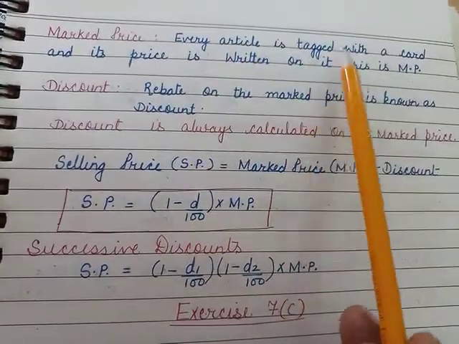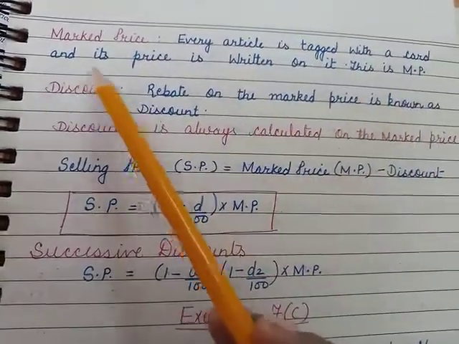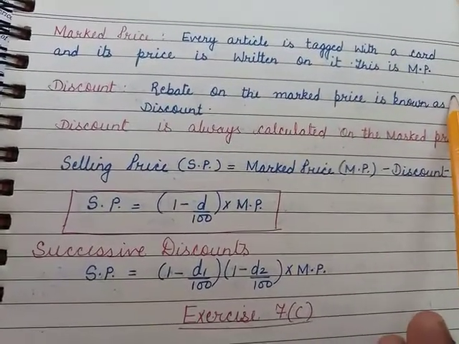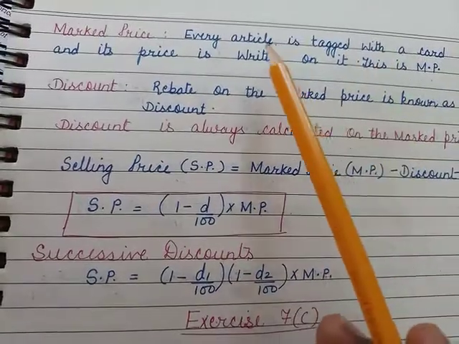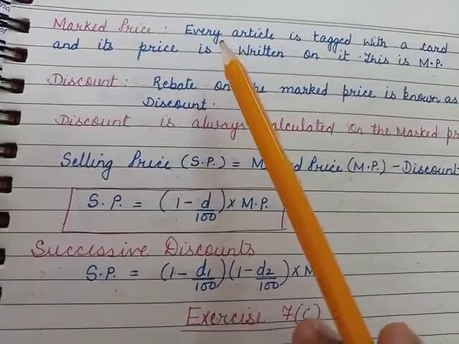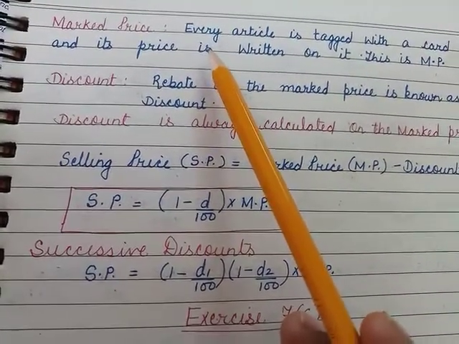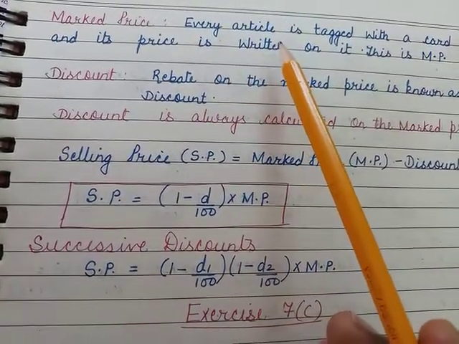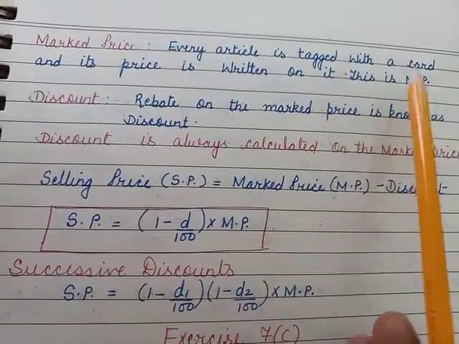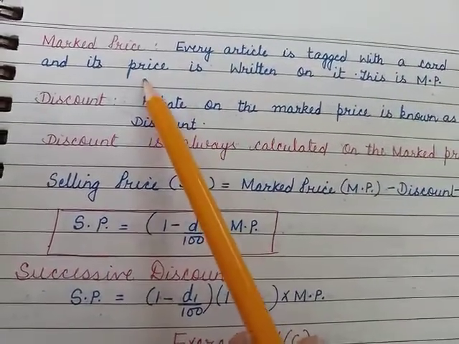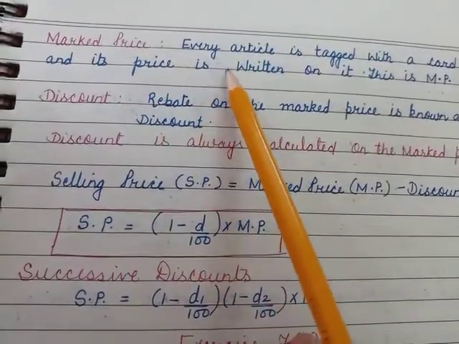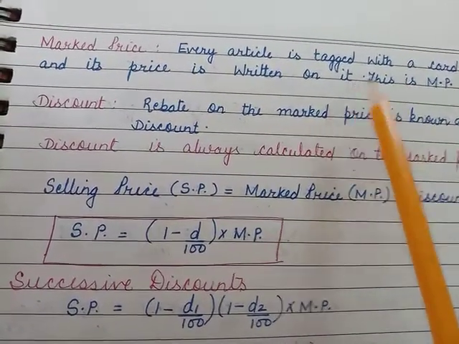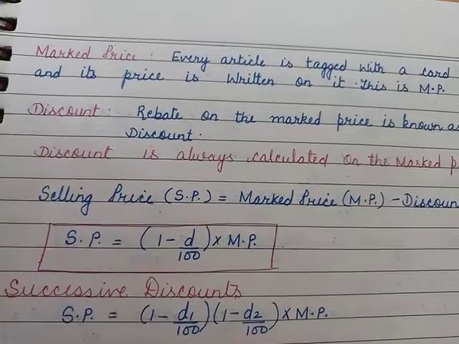See, every article is marked with a card and its price is written on it. This is MP, that is the mark price. Whenever you go to the mall for shopping, you must have seen that every article, whether it's a cloth or any other material, has a tag. That tag has a price on it. That price is known as the mark price, or sometimes we say it a list price also.